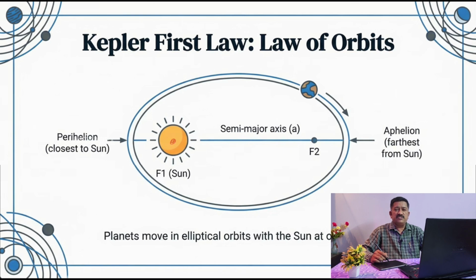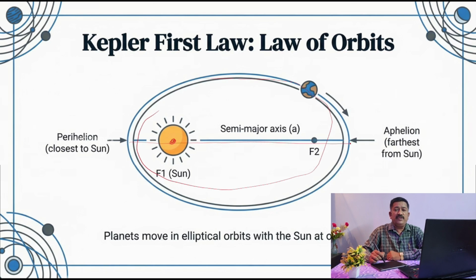Kepler's first law states that, keeping the sun as one of the foci, all the planets revolve around the sun in elliptical orbits. See here, the sun is at one of the foci. For an ellipse, there are 2 centers, and we call them foci. Keeping the sun as one of the foci, all the planets revolve in an elliptical orbit like this.